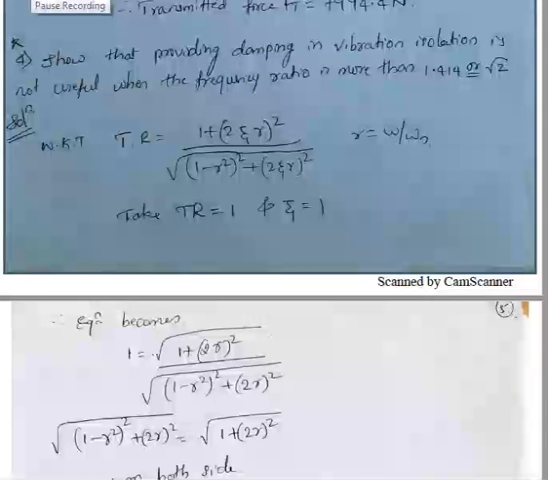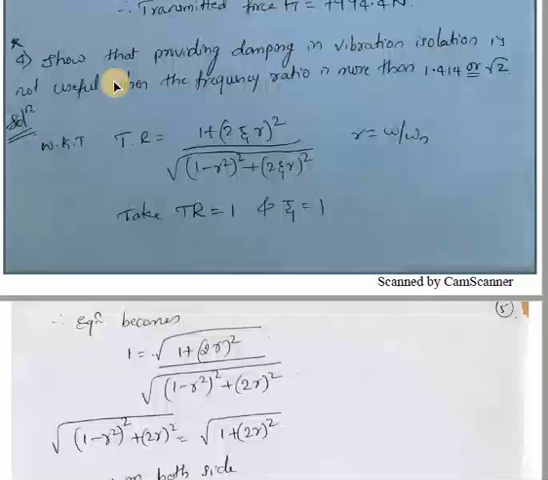So here, in this statement, he has given one condition to prove. What he has given is that providing damping in vibration isolation is not useful when the frequency ratio is more than root 2. So for that we can make use of the transmissibility ratio equation.